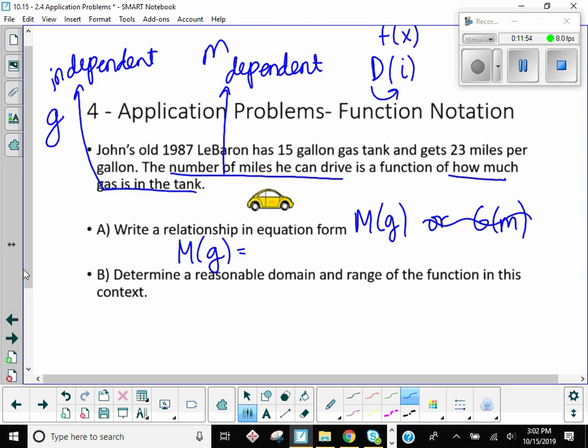Tell me what M stands for again. Miles he can drive, right? So if I had a car and I was trying to figure out how many miles I could drive at any given time, does it matter to me the capacity of my tank, that it can hold 15 gallons? Or does it matter to me how many gallons I have at any given time? Like which one? To determine how far I can go.